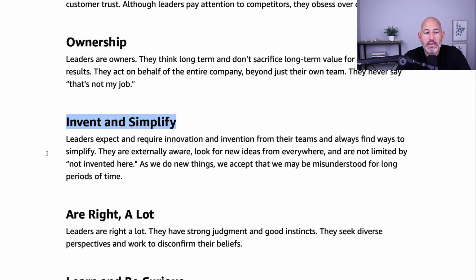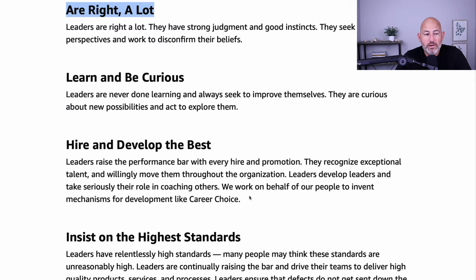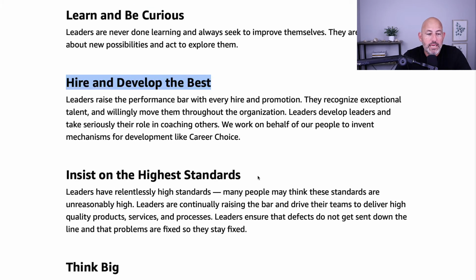Invent and simplify. So I think this is another important one, is that people need to be aware that one of their goals is to reduce the complexity of workflows. And I think you see this in many organizations that have high degrees of bureaucracy. And I think this is one of the reasons why I like Amazon as well. People are right a lot. So, you have to have good judgment and good instincts, and then back up your ideas. Learn and be curious. Hire and develop the best, make sure that you're hiring good people. Insist on the highest standards.